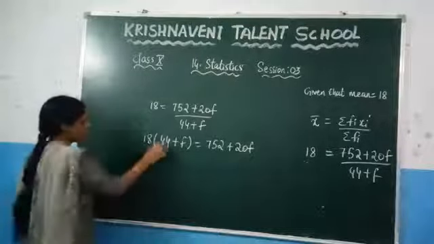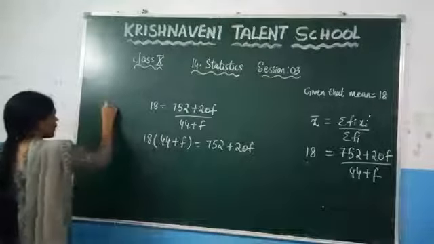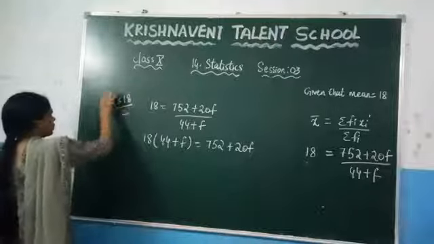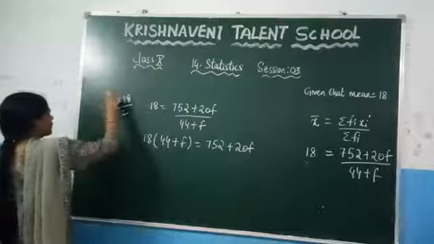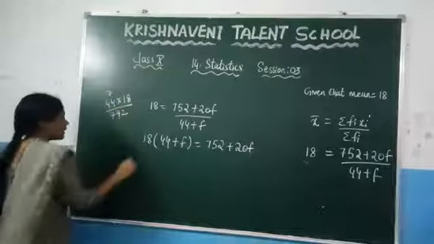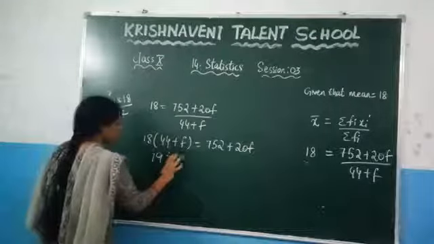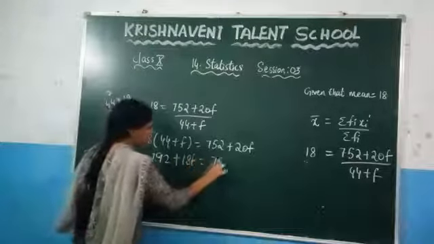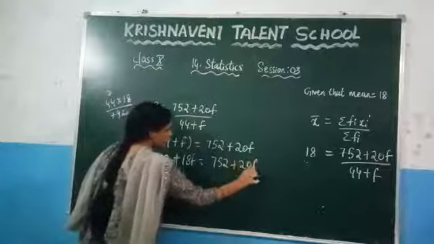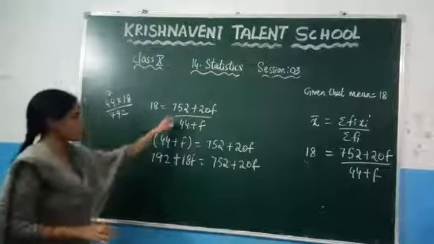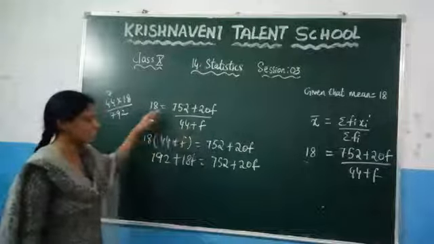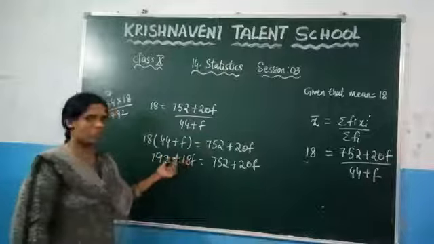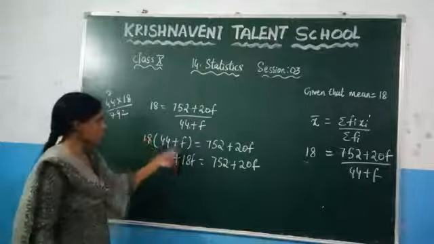That means this 18 you need to multiply to both of these values. Now, what will you get for 18 into 44? What is the value of 44 into 18? Just do it. 18 4s are 72, plus 7, which is 79. You will get 792 plus the value of 18 into f, which is 18f, is equal to 752 plus 20f. Since we are dividing these two values, if you take this value to this side, it will become multiplication. You need to multiply 18 to both of these values, 18 into 44 plus 18 into f.